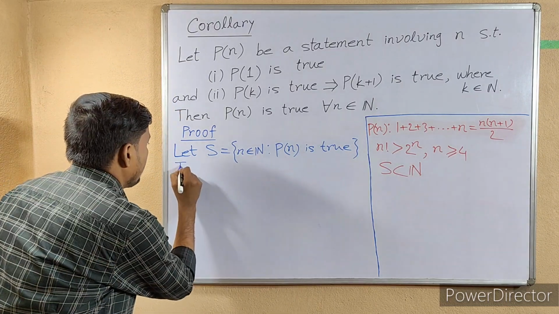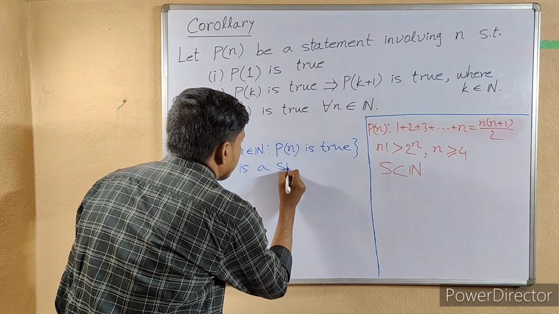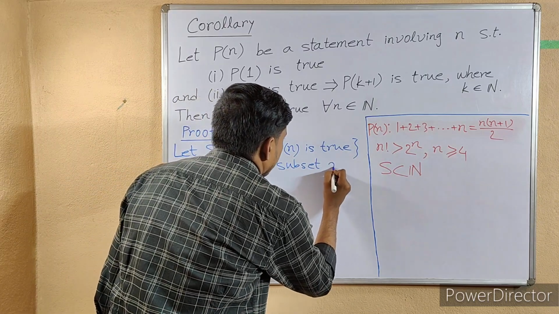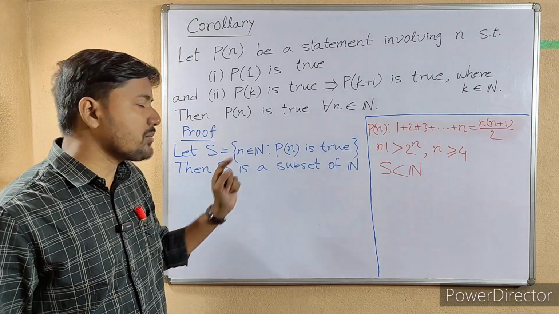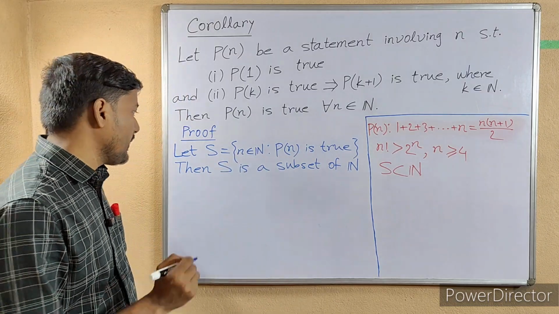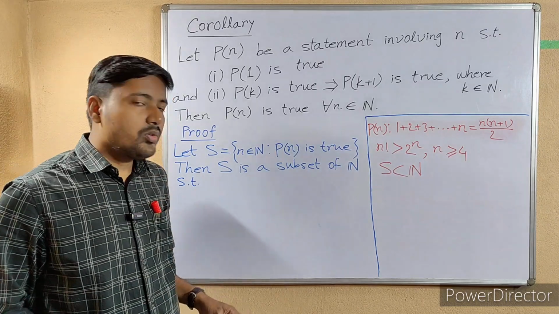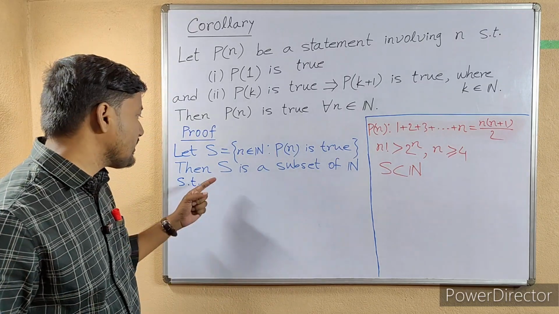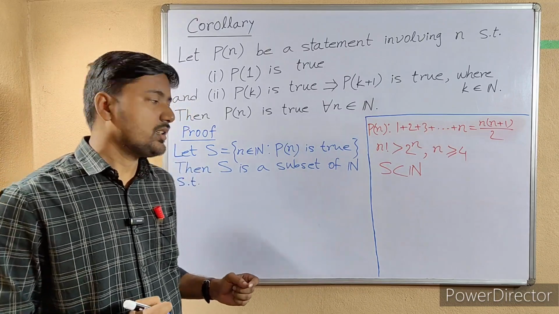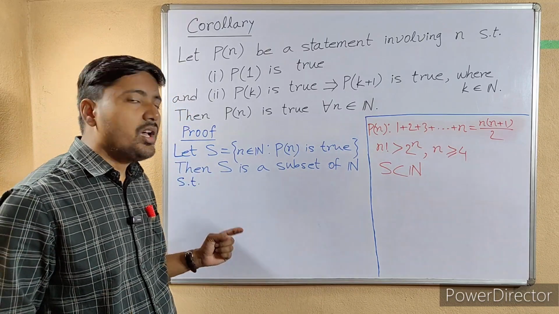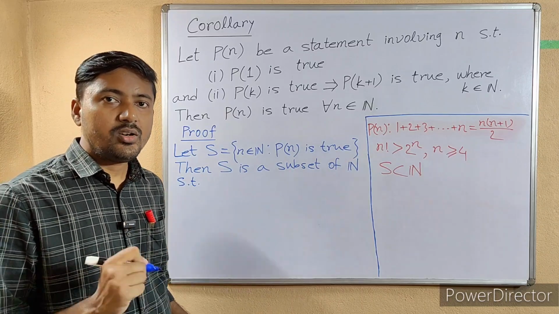Then S is a subset of N, because here we have n belongs to N. Now we have to check whether S satisfies the two conditions of the first form of the principle of mathematical induction. That is, we have to check whether 1 belongs to S and k belongs to S implies k plus 1 belongs to S.